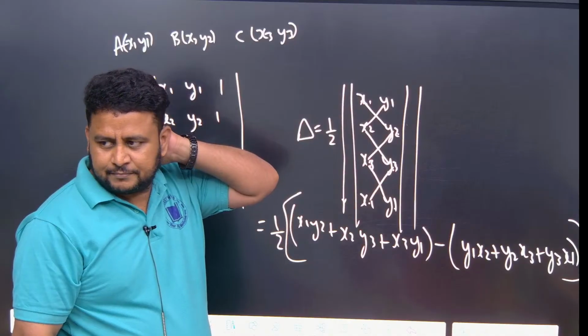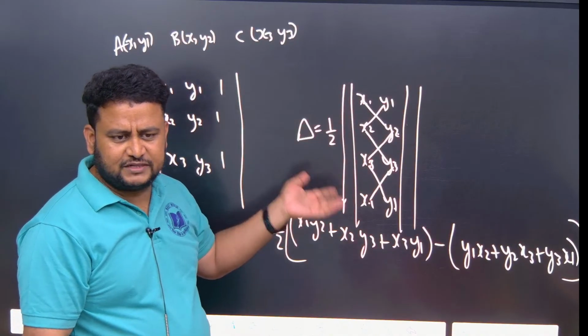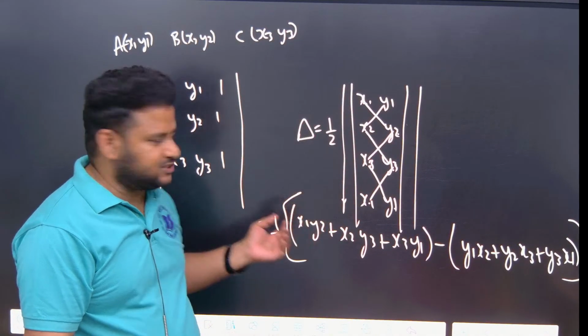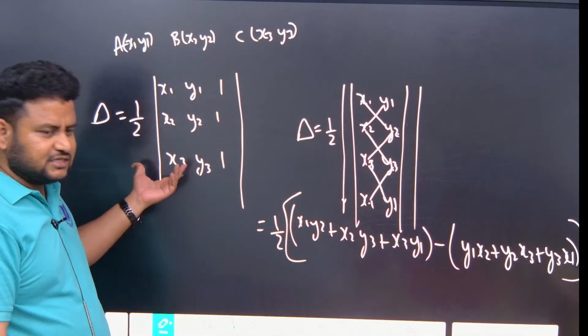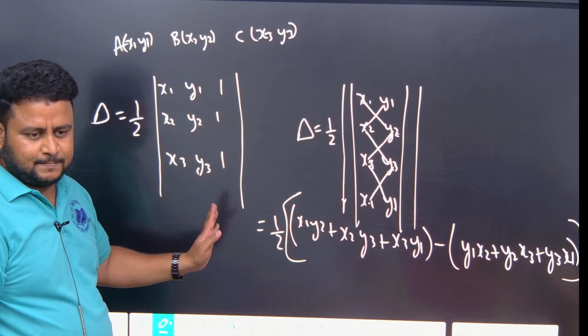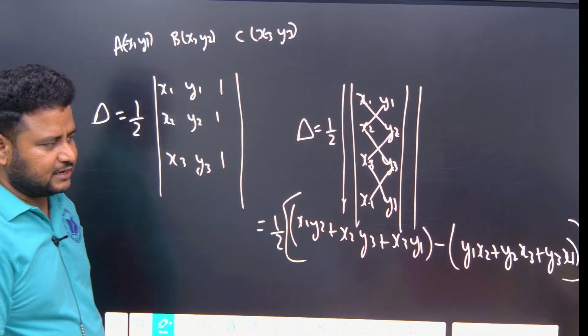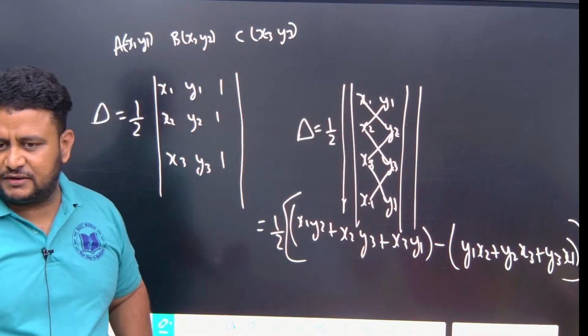Understood everyone? This is the ladder formula we can use to find the area of the triangle. Very easily you can get it instead of using the determinant. If you are finding it difficult, this also you can use, but this is very easy, pretty simple. This is called the ladder formula. Clear? Got it? Understood everyone?